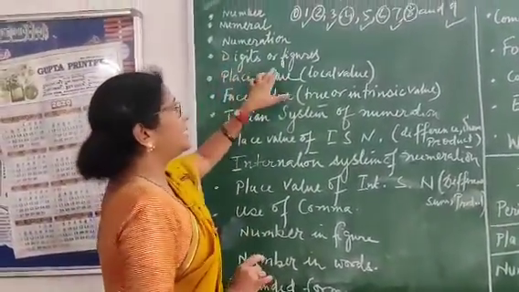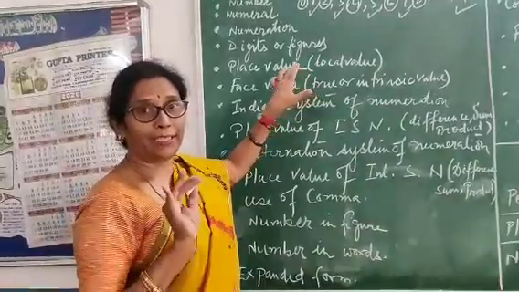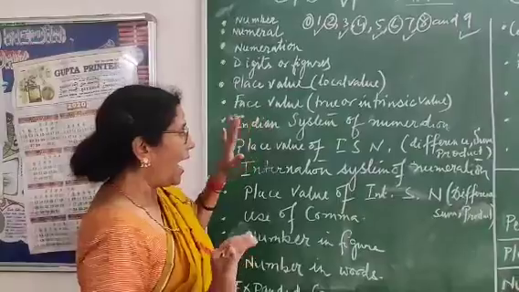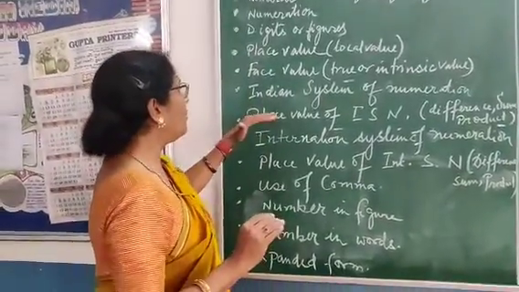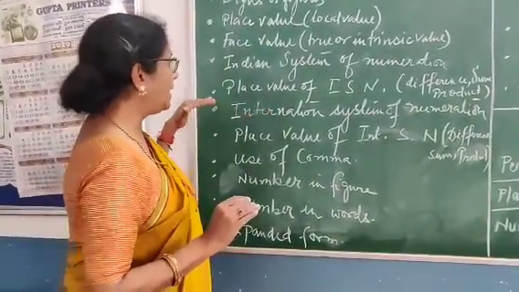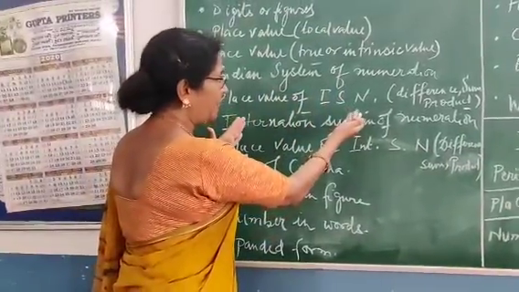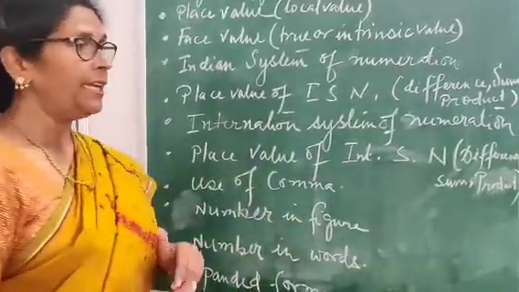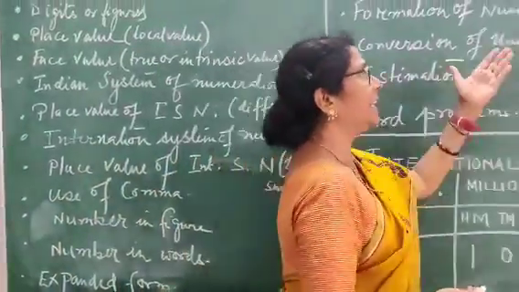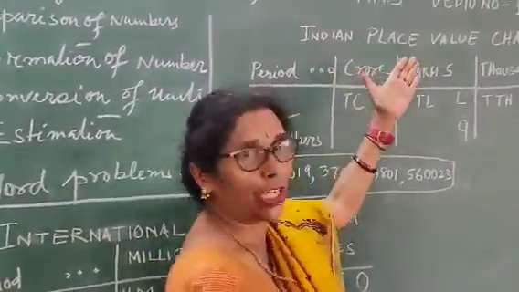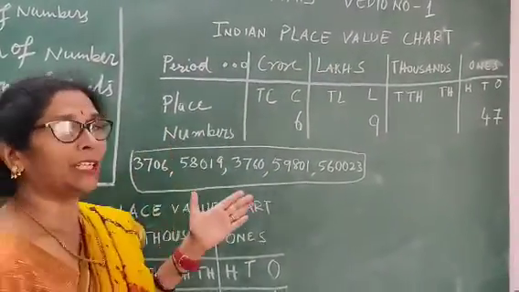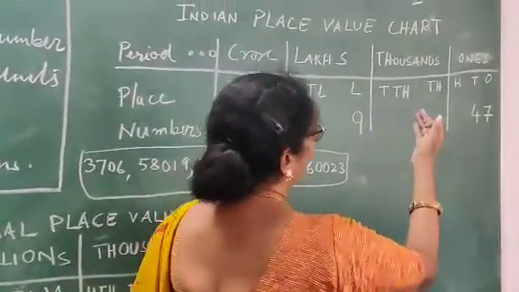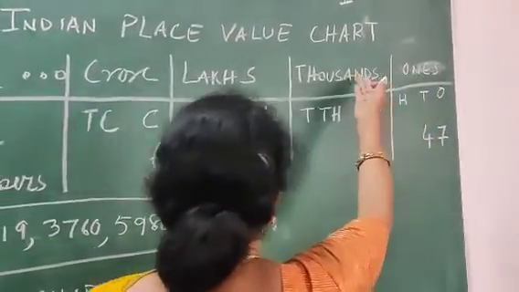Now about the digit and figure, I have already told you that in the number system we are using all of the digits. And now I shall discuss the base value chart of the Indian system of numeration and the international system of numeration. Now at first you see here the Indian base value chart.